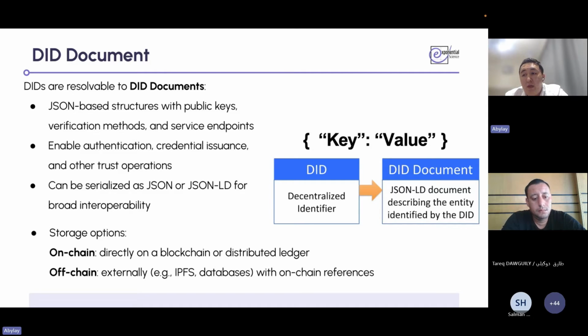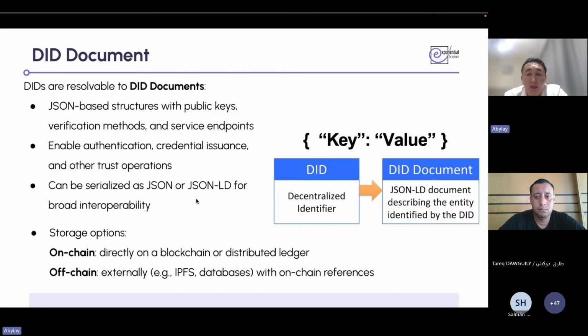While in crypto we have addresses like wallet addresses. Why not use wallet addresses here? Because they are restricted. They aren't suitable for all use cases of digital identity management. But DIDs are designed for this use case. They are resolvable to DID documents which contain more verification methods and service endpoints. A DID document is just a JSON-LD document. I will show you in a second, in the next slide, I think.